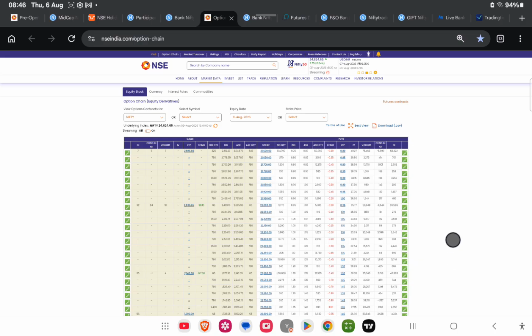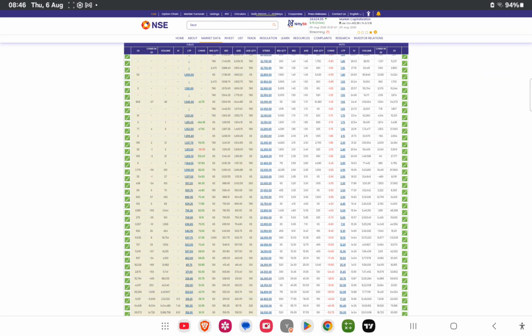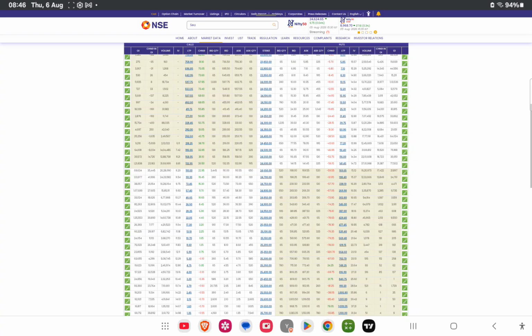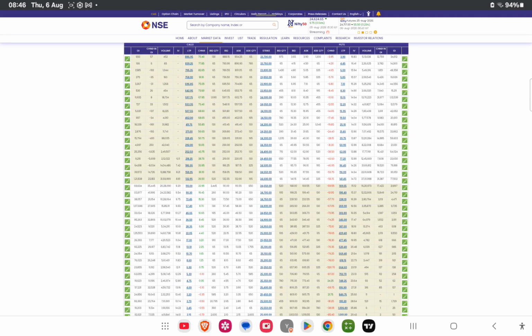Let's get started with Nifty. Nifty open for yesterday was 24,650, and yesterday it was completely sideways. So let's take 650 as our open ATM. Today it's Thursday, so it's counted as day 2 after expiry.